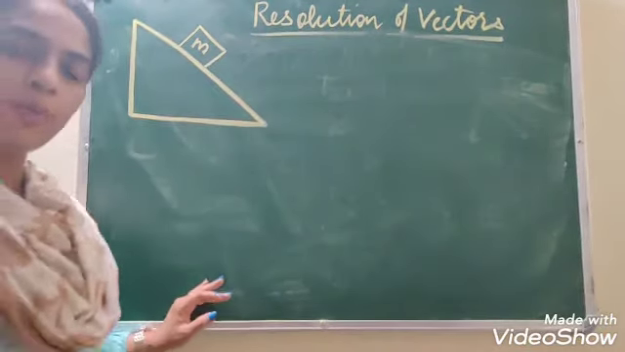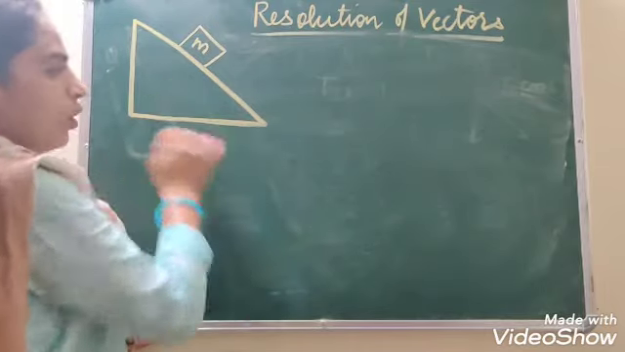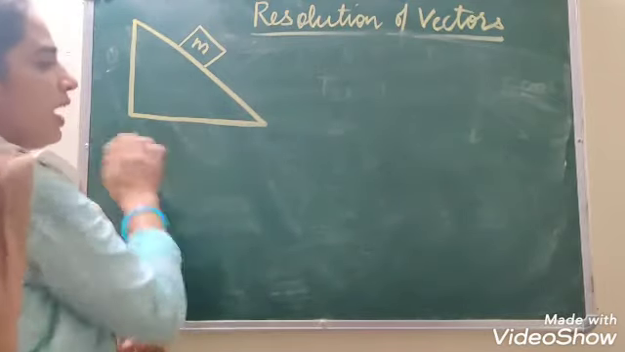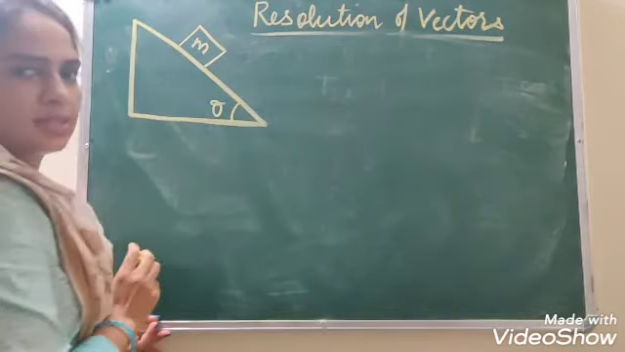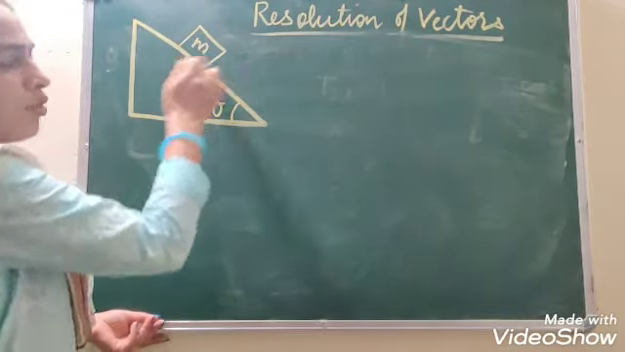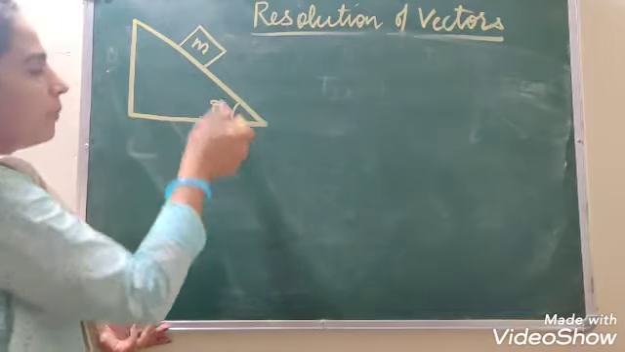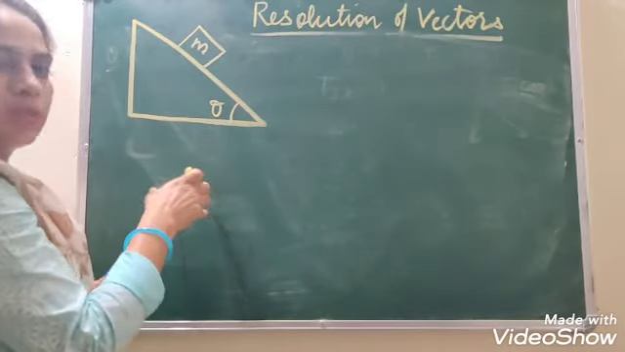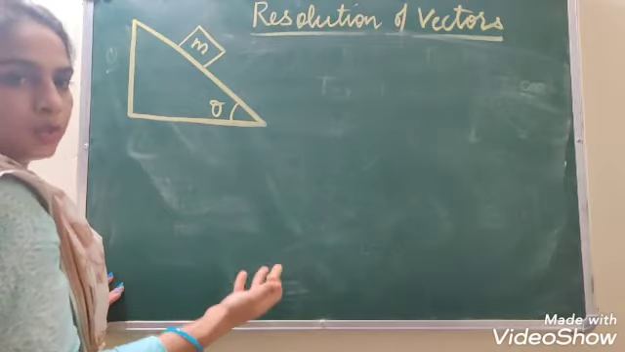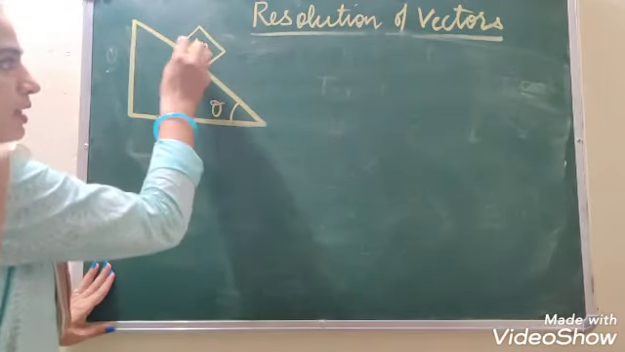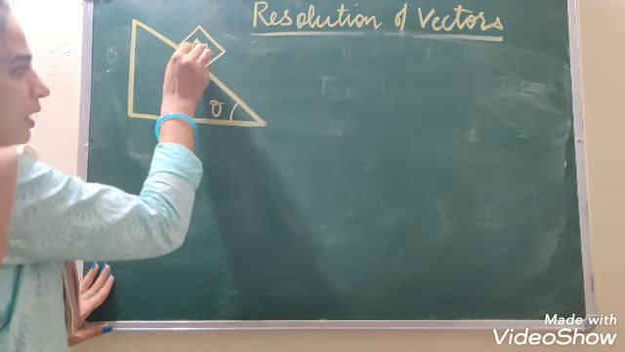This is one more important question which you will come across this year, like the inclined plane question. We have an inclined plane, like a wedge, whose angle is theta, and a block of mass m is lying on this inclined plane. Now resolve the force on this mass m into its components.